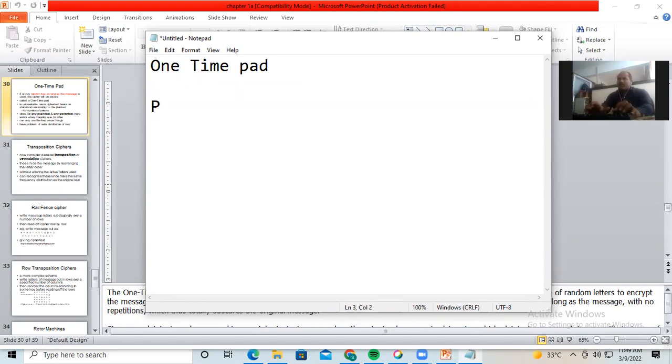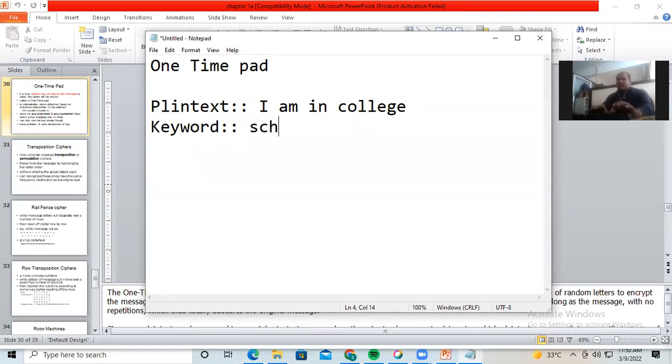So the plain text we can take here. Okay, so what is the plain text here? Plain text you can take: I am in college. Okay. So here the keyword we need to choose. So what is the keyword here? Any keyword we can take. For example, suppose the keyword is SCHOOL. Okay.